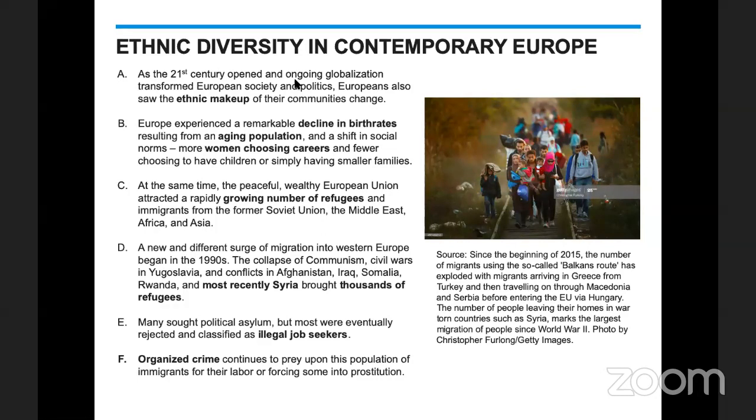Many of them seek political asylum, but eventually they get rejected for that claim, and they'll be classified as illegal job seekers. So they are in the country technically illegally, but they're not leaving, and they're having a hard time finding work. And so, what does that leave for them? And that brings us to F. Organized crime will continue to prey upon this population because they're desperate. They'll prey upon them for their labor, and they force some into prostitution.